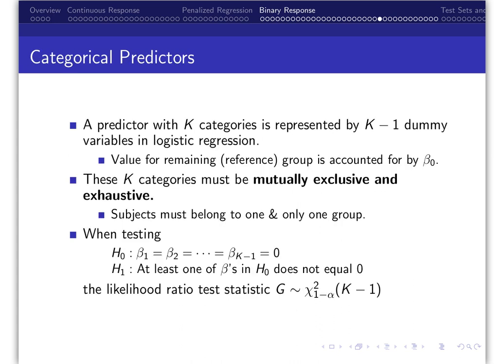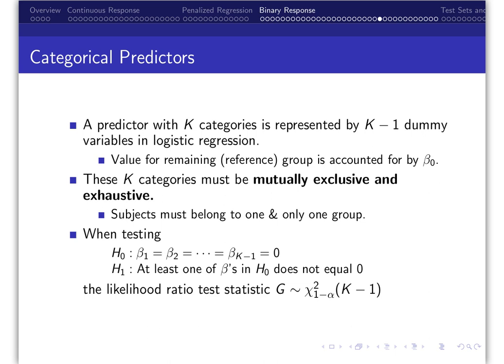Suppose we have a predictor with k categories. We can create a predictor with k categories represented by k-1 dummy variables. The k categories must be mutually exclusive and exhaustive. That is, subjects must belong to one and only one category. The likelihood ratio test can then be used in a similar way as how we use the partial F test in multiple linear regression. That is, to test whether the group of predictors is collectively associated with a binary response, the null hypothesis is that all betas are equal to 0, and the alternative hypothesis is that at least one of the betas does not equal 0.